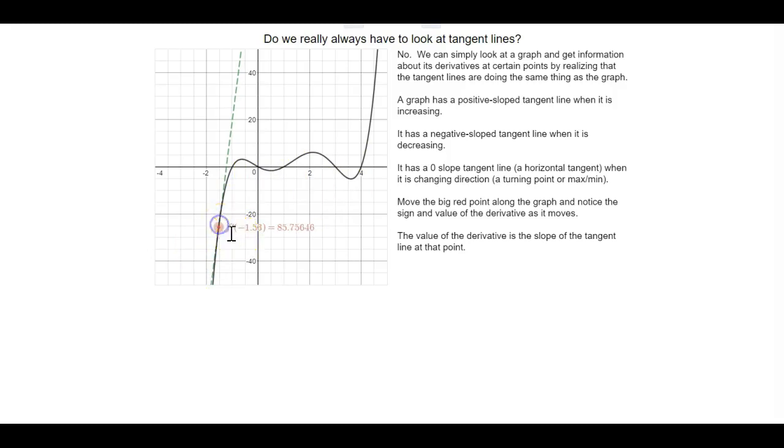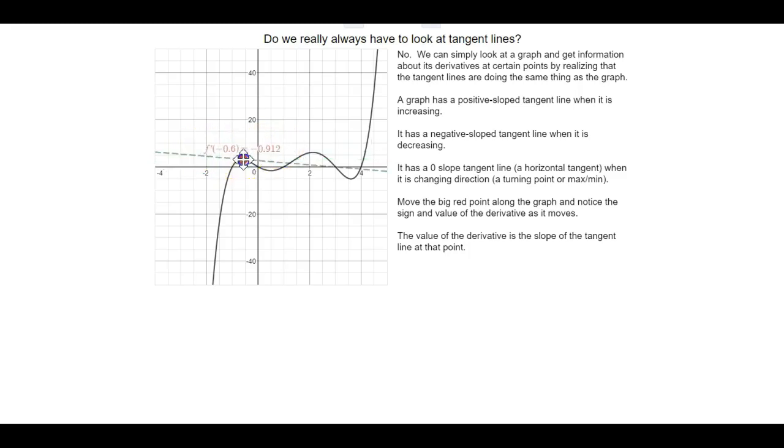So my tangent line obviously has a positive slope. My derivative is going to be positive. As I move the point of tangency, the slope is decreasing. The derivative is decreasing. As I reach a turning point, notice what's happening. My tangent line has a horizontal slope. Has a slope of 0 because it's horizontal, and my derivative is 0.